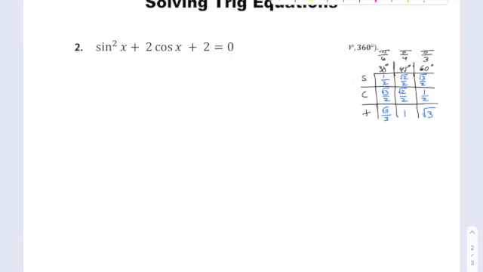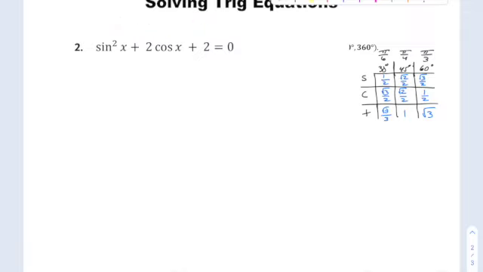Now look at this nice trinomial. Sine squared x plus 2 cosine x plus 2 is equal to 0. It's already equal to 0, except, hopefully this is catching your eye as something that's a little off. This is sine squared, and this is cosine. That's like having x squared plus 2y plus 2 equals 0. That's like trying to factor that. Those are two different variables, two different functions there. I can't factor it as is.